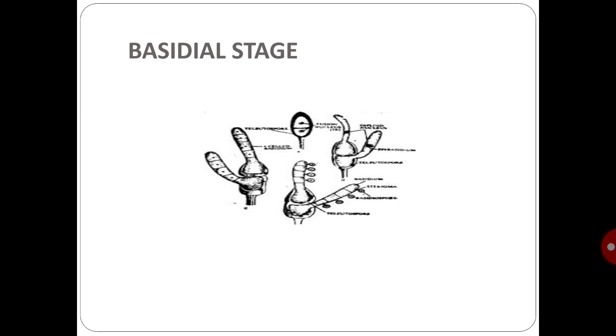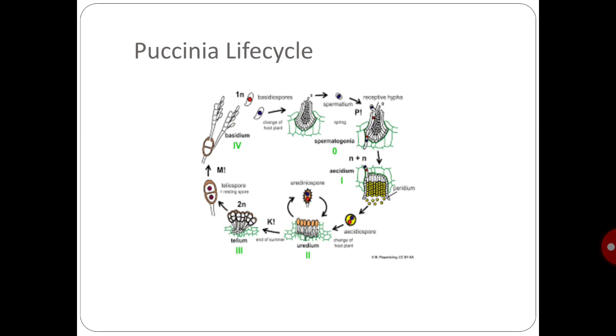Basidiospores are uninucleated haploid spores. They are colorless, very lightweight, and with thin cell walls. They are easily detached from the basidial branches and carried by the winds, and on falling on suitable barberry plants, again they start the new life cycle. With this, the life cycle of Puccinia on wheat plant is completed.